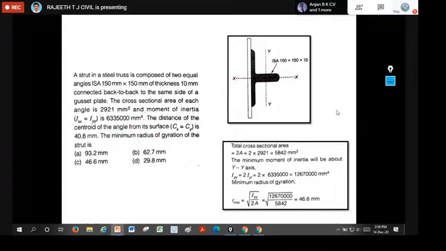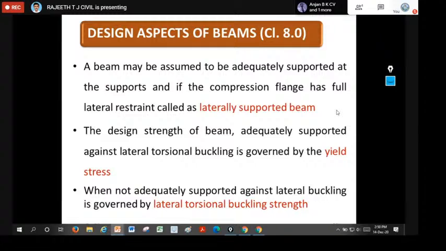So that is the thing here. So next, if you move on to some of the design aspects of beams. Beams, or structural members, have less cross-sectional area compared to their longitudinal direction. In beams, we might have studied the two types: laterally supported beam and laterally unsupported beam.